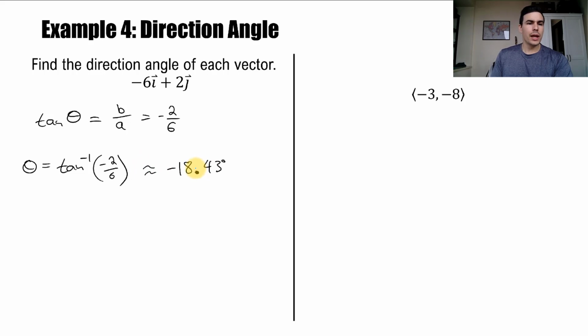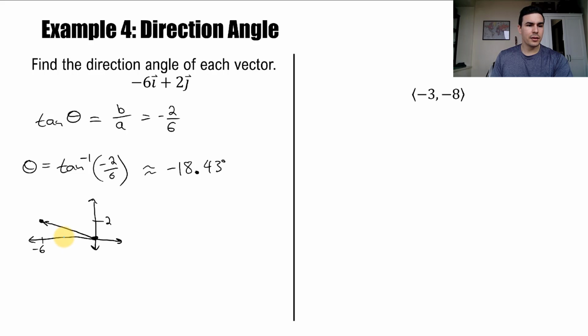But think about what we have going on here. I've got negative 6 moving in the x direction, and then positive 2 going in the y direction. So that's going to look something like this. So that negative 18.43, what do we think that actually is? Because clearly that's not this angle right here, our standard angle. What that actually is giving us is, because our standard angle is with our x-axis and it's going counterclockwise, this is going with our x-axis, but it's going to go clockwise this way.